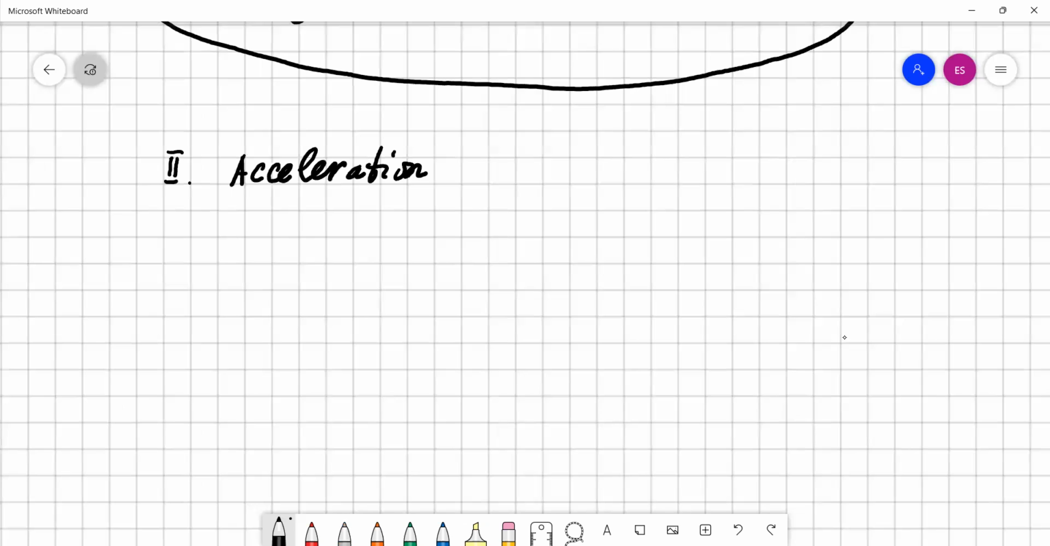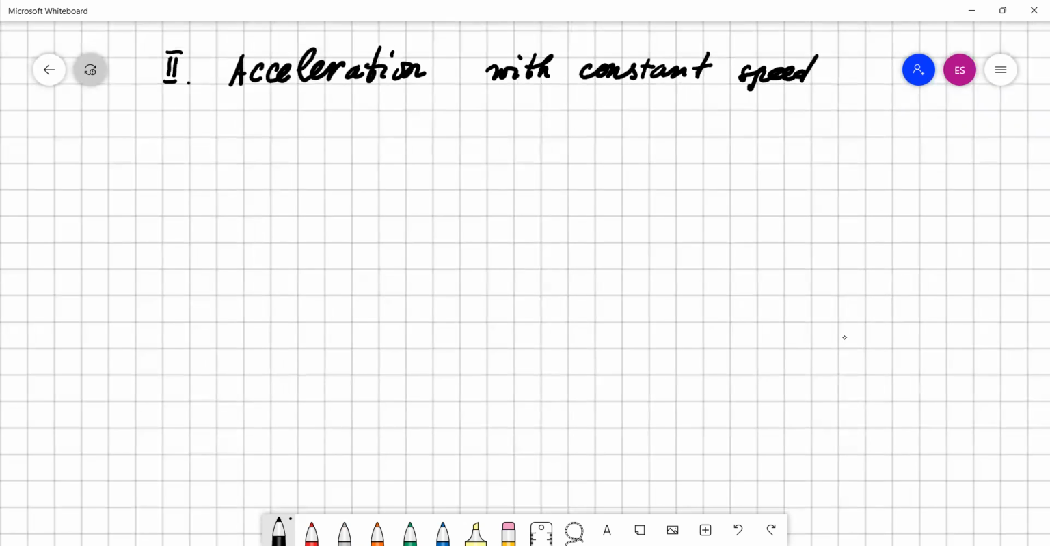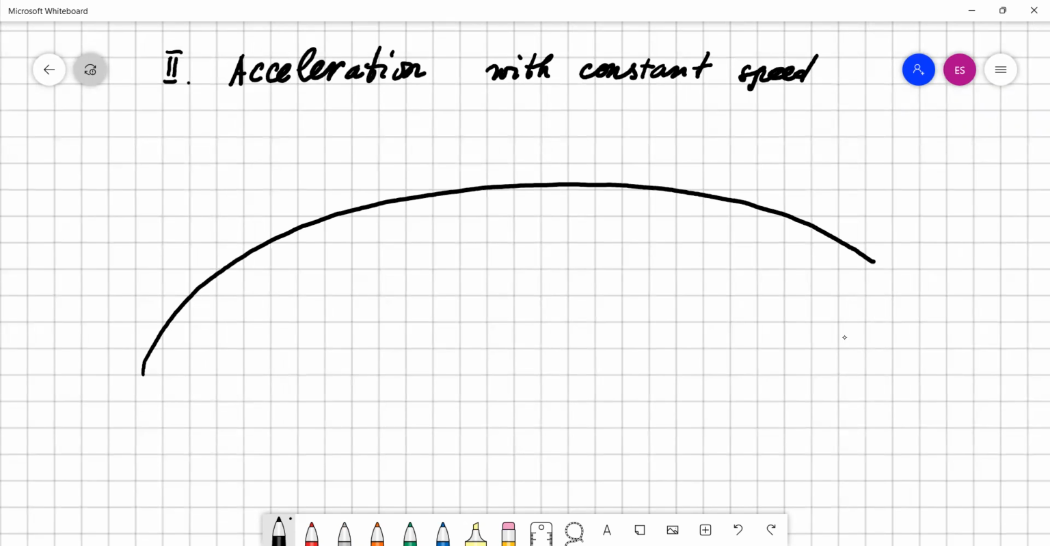And part 2 is acceleration for the motion with constant speed. I'm going to just write down with constant speed. Well, there are going to be two different cases: acceleration with constant speed, and acceleration with non-constant speed. Again, guys, I don't want to draw the whole ellipse. I'm going to just draw a part of an ellipse, something like this.